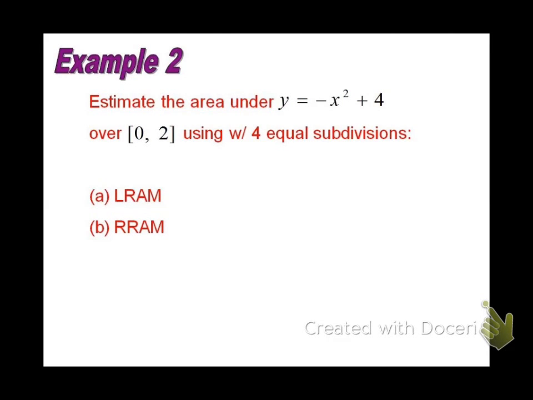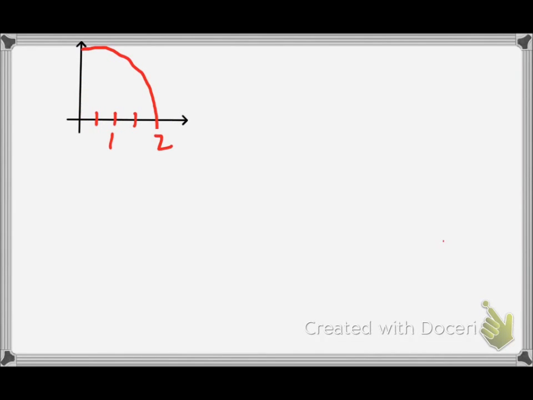Let's try this example. Take a moment and try this on your own. Estimate the area under y equals negative x squared plus 4 over 0 to 2 with 4 equal subdivisions. You can try the left and the right RAM. Pause the video if you need more time. All right, let's take a look at the answer now. Your graph should look something like this.